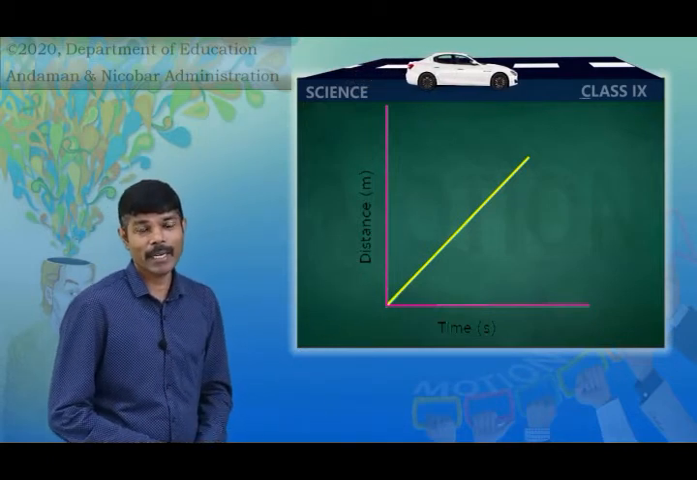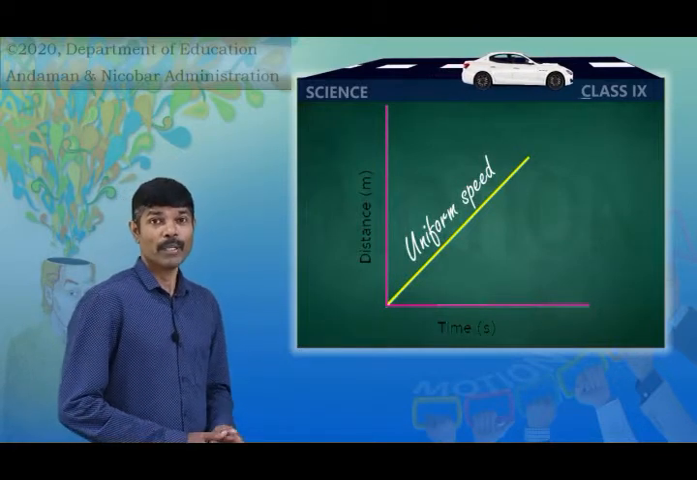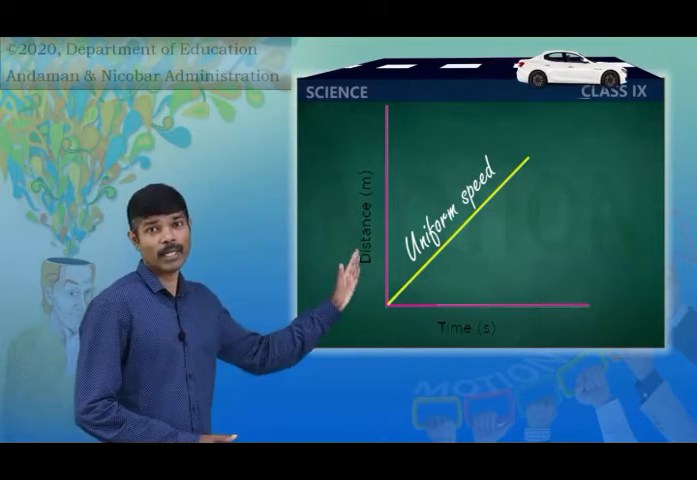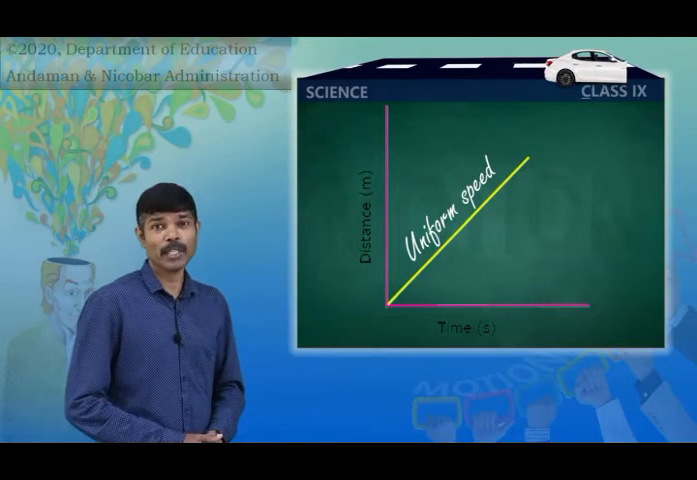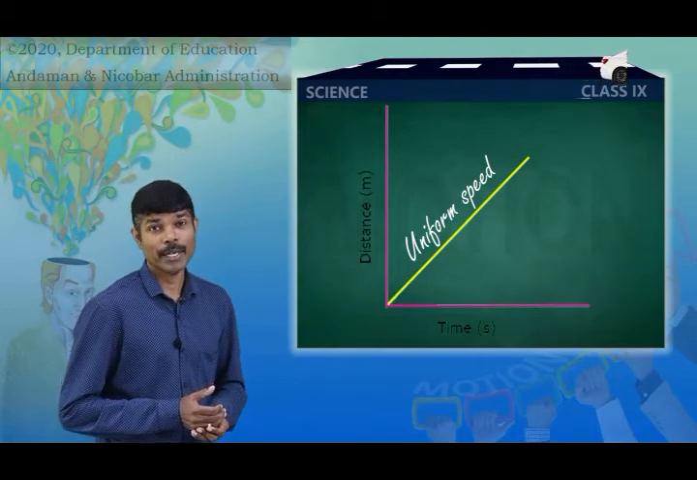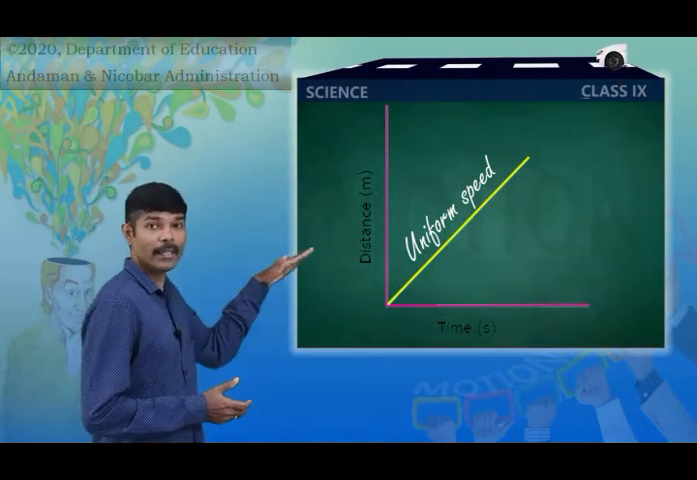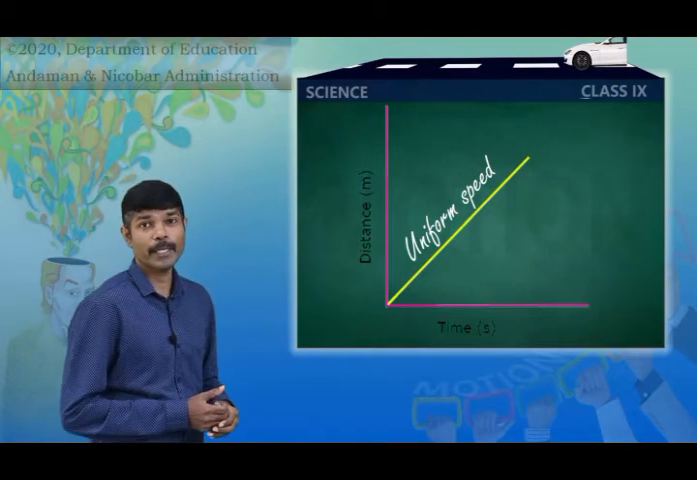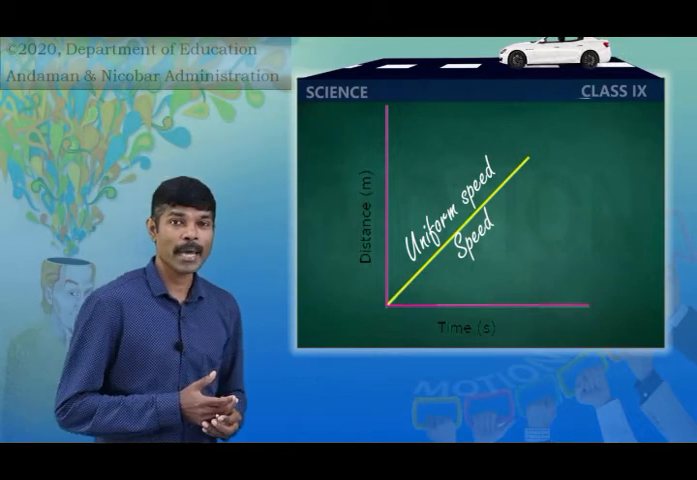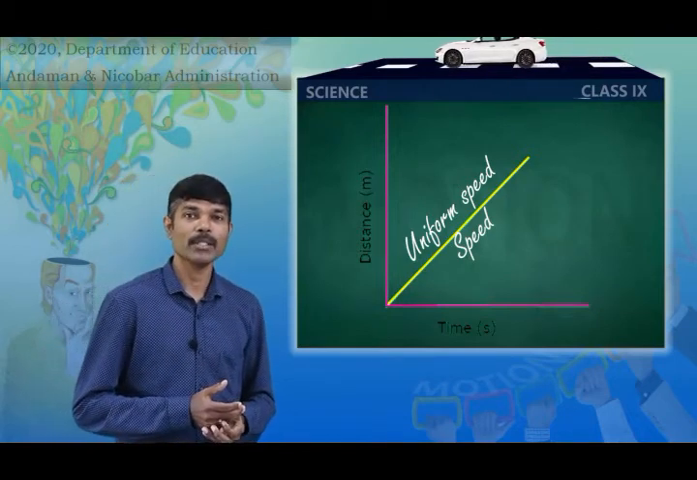Here the straight line indicates uniform speed. That means the distance travelled in unit time is uniform throughout the motion. So when an object moves in uniform motion, we will get a straight line. In this graph, the slope of the line gives you the speed of the motion. So whenever a distance time graph gives a straight line, it indicates that the motion is uniform.